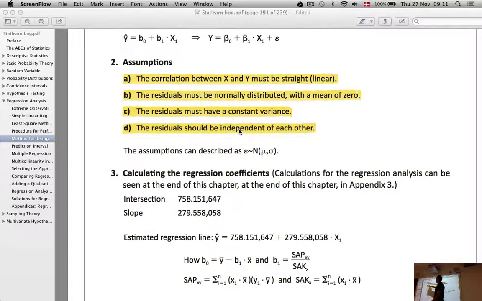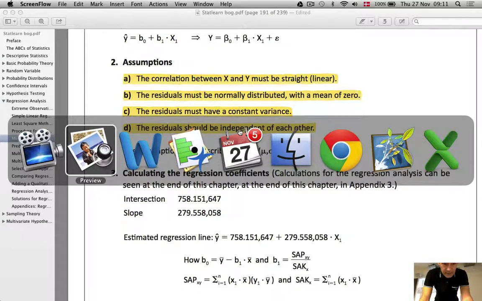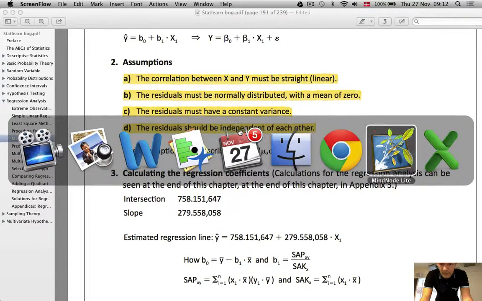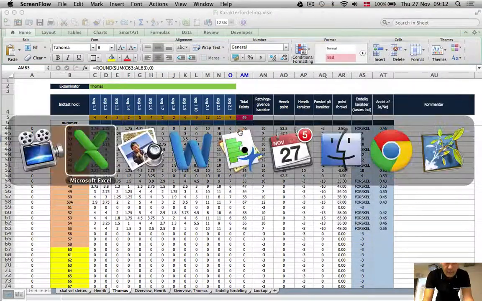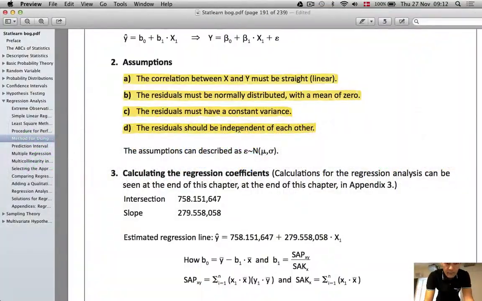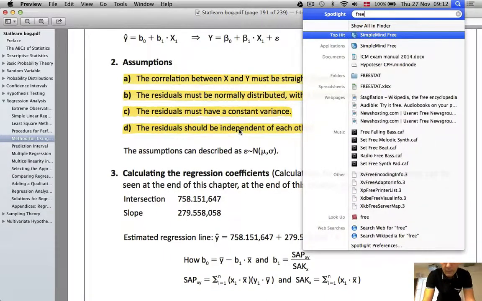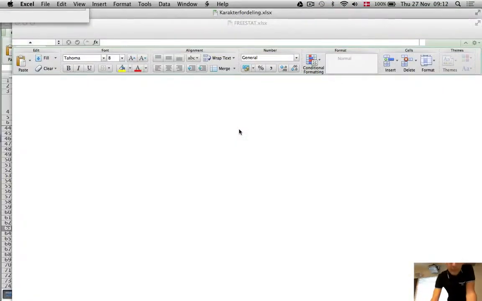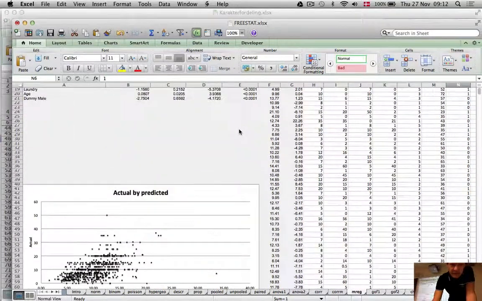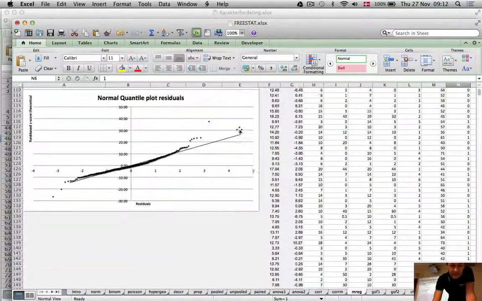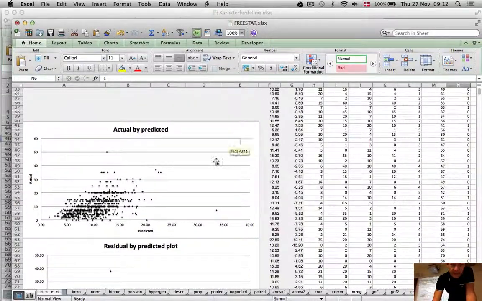Then we would also like to check that the residuals are normally distributed with a mean of 0. I'll just open up FreeStat here, and then you can see if we did a linear regression. In this case, you have a multiple linear regression. So you can have a look at predicted versus actual here and see if there appears to be a linear relationship between these two.